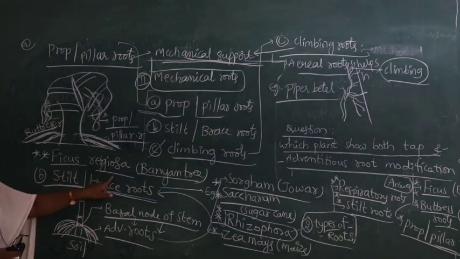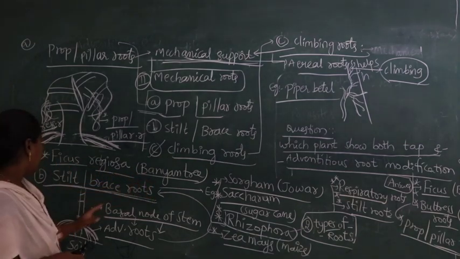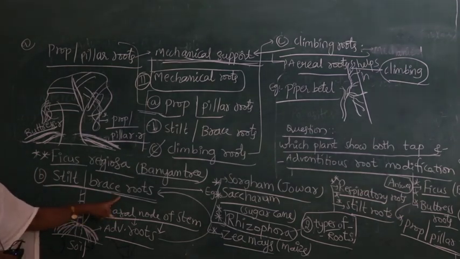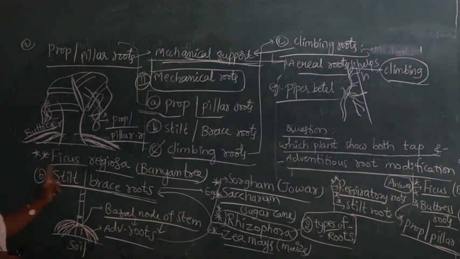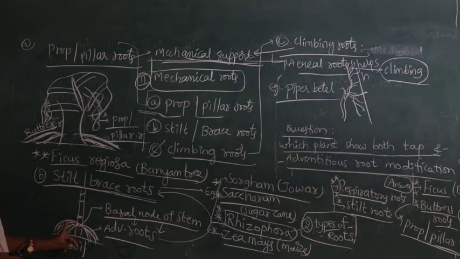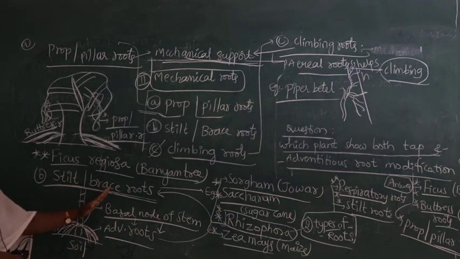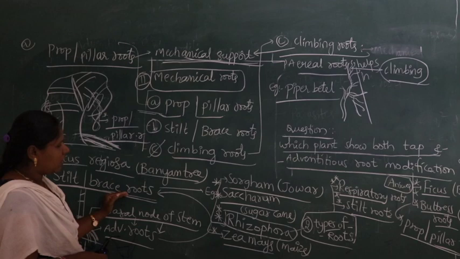This is Ficus religiosa, what we call the banyan tree. Next is the second category, where we take stilt roots, or brace roots. When you take the stilt roots or brace roots, what do we find? From the basal node of the stem, we find a bunch of adventitious roots. This diagram I have drawn is for sugarcane. At the base, we find a bunch of adventitious roots. They are called stilt roots or brace roots. They also provide mechanical support.